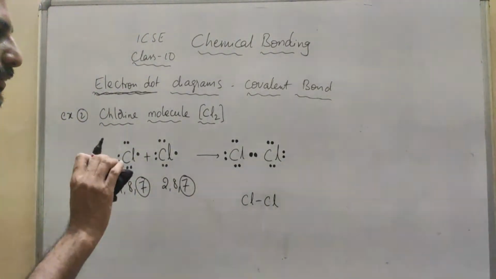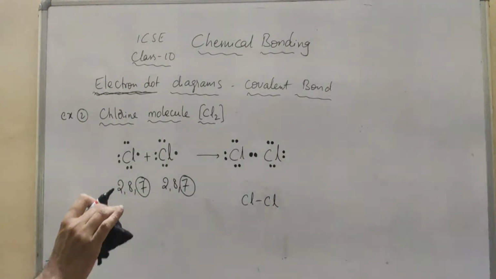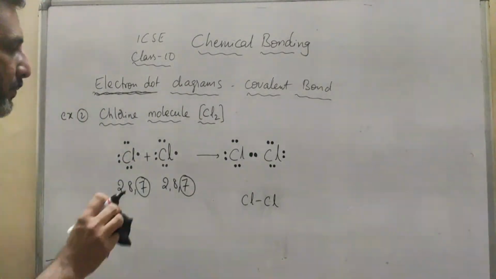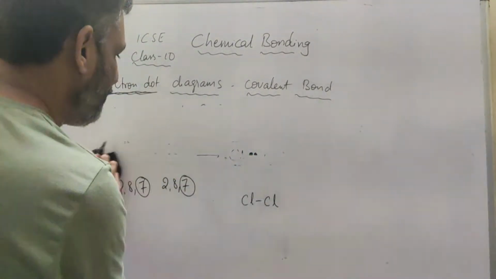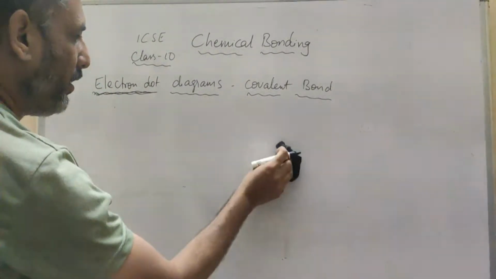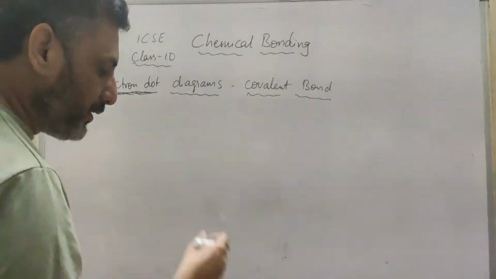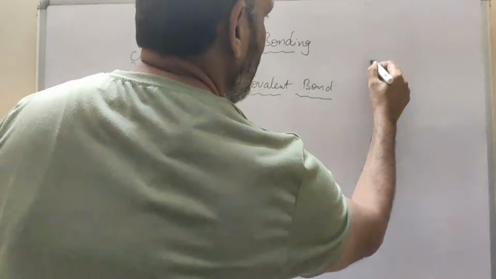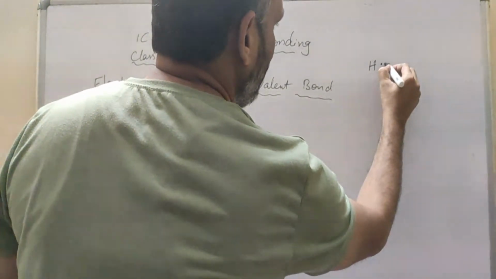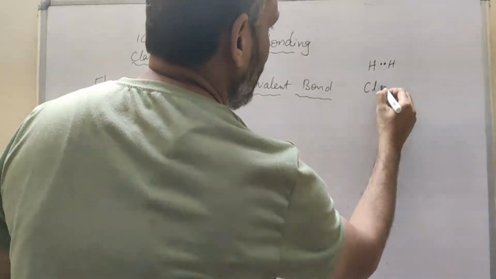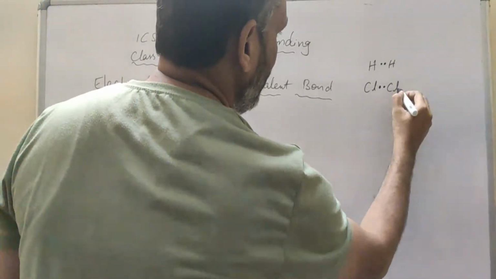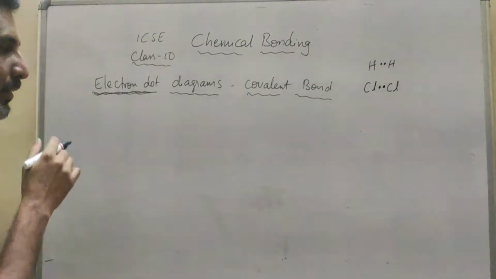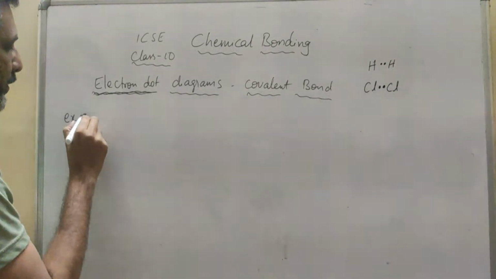So if any diagram for any compound comes, definitely it will be this electron dot diagram. And you have to remember, in each molecule or in each compound, how many electrons are getting involved. Okay. In hydrogen molecule, one pair of electrons is involved. Similarly, in chlorine molecule also, one pair of electrons is involved in the bonding. So that is example 2. Now example 3.